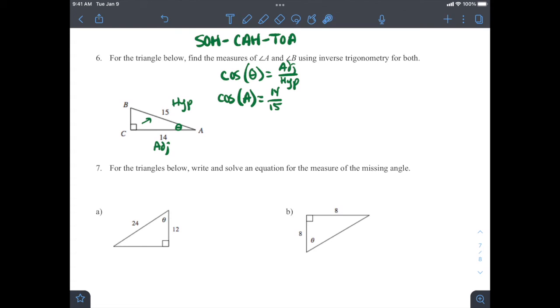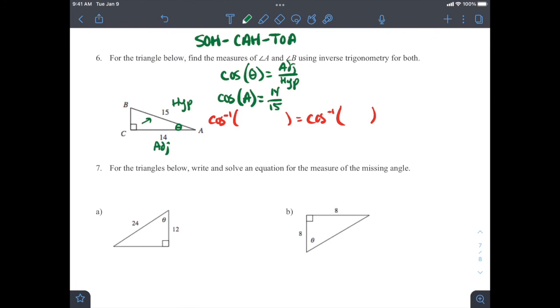Similar to the last problem, we want to get this A out of the cosine. So in order to do that, we need to do the inverse of whatever trig function is there. In this case, that is cosine. So what I'm going to do is take the arc or the inverse cosine of both sides. Just setting that up here on both sides.